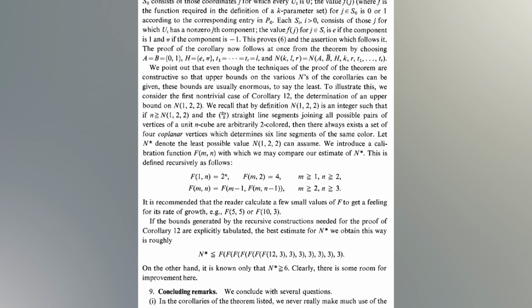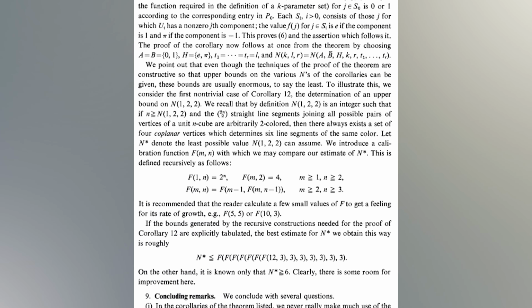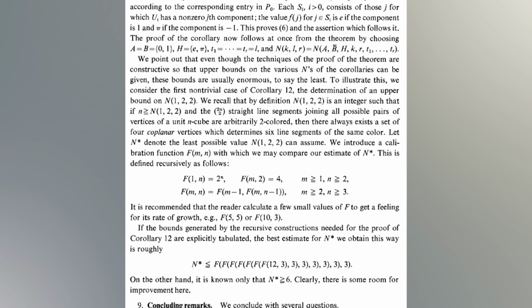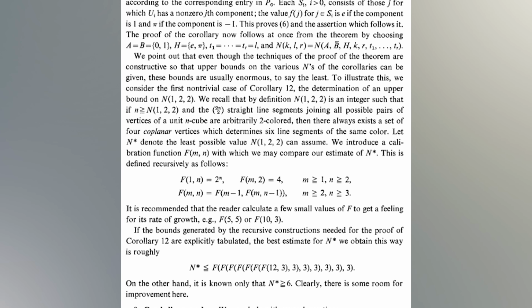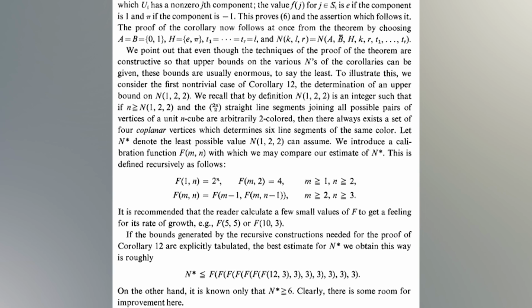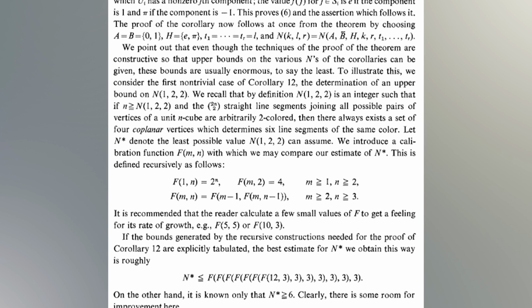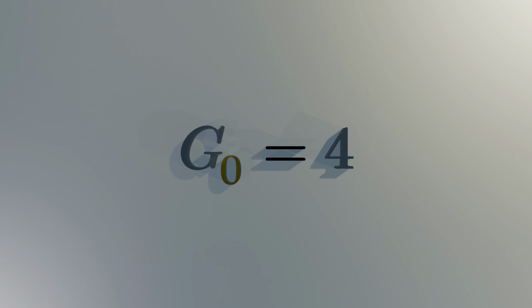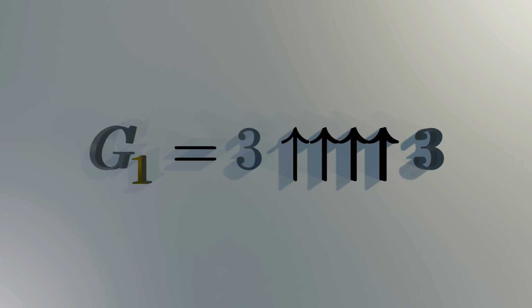In 1971, Ronald Graham and Bruce Rothschild published a paper proving a theorem in Ramsey theory concerning certain edge colorings of hypercubes. Specifically, they show that while it's impossible to avoid a particular monochromatic structure beyond a certain dimension, the threshold dimension remains unknown. However, they established an upper bound for this dimension. Consider the following sequence: G0 equals 4. Very easy. Then G1 equals 3 ↑↑↑↑ 3.